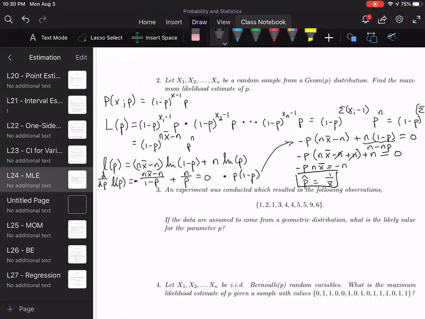And so per problem 2, p hat is 1 over x bar. And x bar, in this case, we've got 1 plus 2 is 3, 4, 7, 11, 15, 25, that's 34, 40. So I have a sum of 40 and 1, 2, 3, 4, 5, 6, 7, 8, 9, 10 values. And so I have 1 over 4 on the bottom, or 0.25 as our MLE estimate for the value for p.